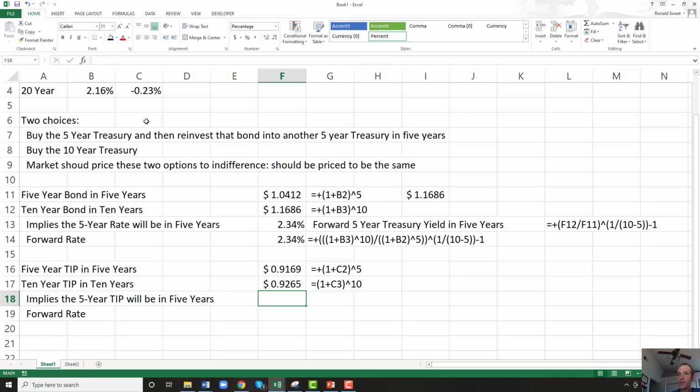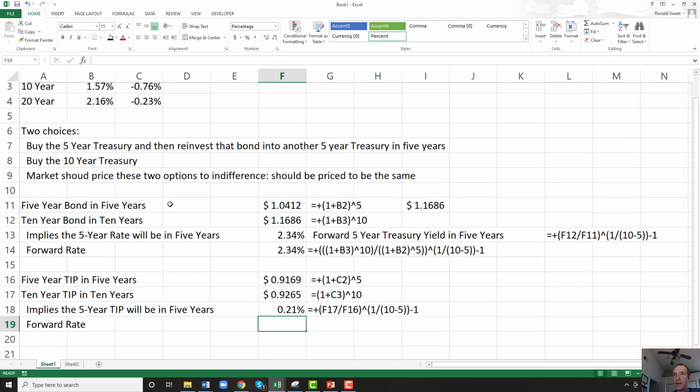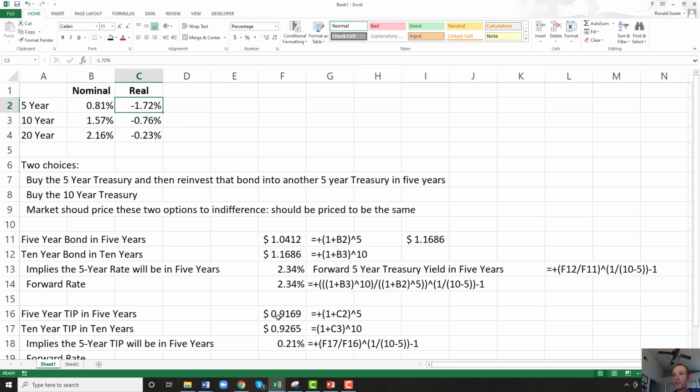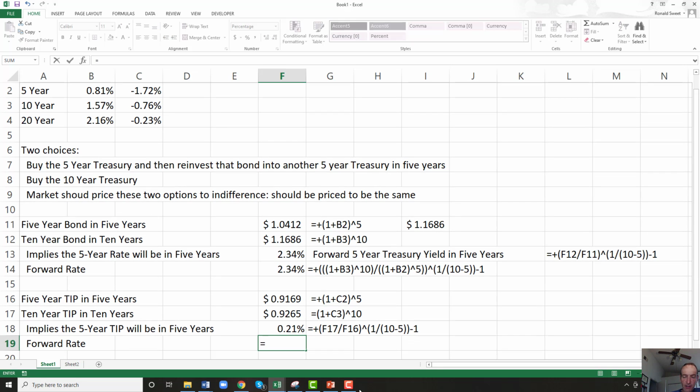And then we say, okay, well, what does that imply for the forward rate? Just like we did before, we take the value after 10 years divided by the value after 5 years, raise that to 1 divided by 10 minus 5, minus 1, and you get 0.21%. So pretty amazing. The current 5-year TIP is negative 1.72%, but the market thinks it's going to be positive 0.21% in 5 years.